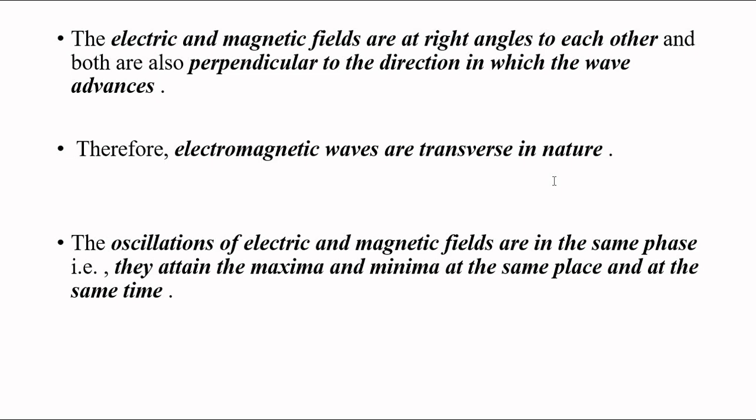The three parameters are in mutually perpendicular directions. Another property is that the oscillations of electric and magnetic fields have no phase difference between them. They happen in the same phase. They attain their respective maximum values and minimum values at the same place and at the same time, which is evident through these equations.